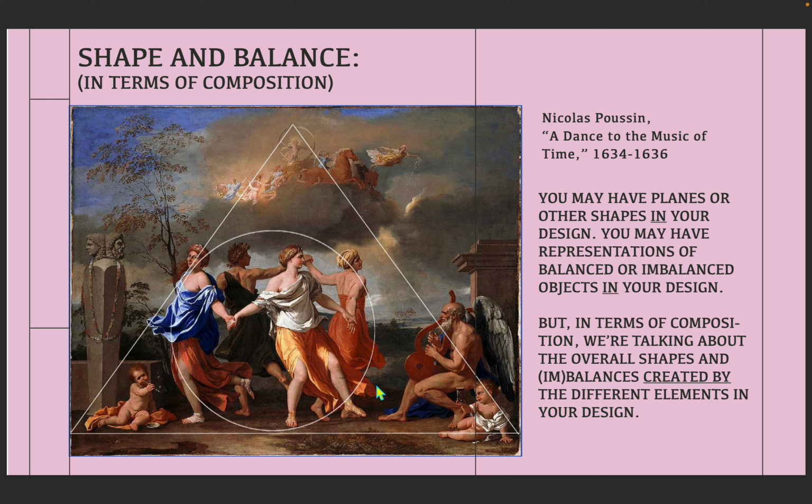So this is what we mean by saying you have both the shape of the objects, like this rectangle here, but then you also have the shapes that are created within a composition, like this triangle and this circle.